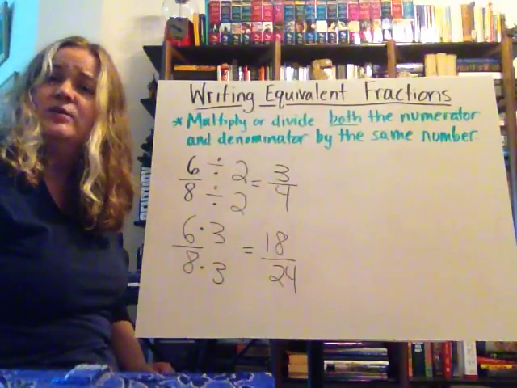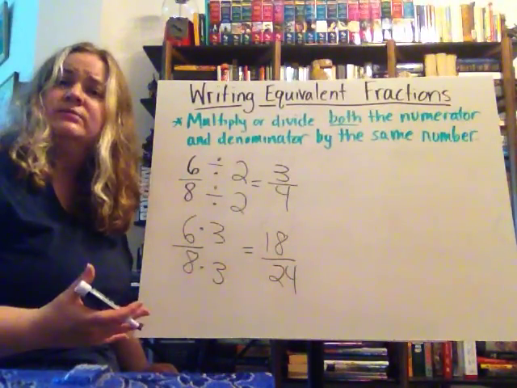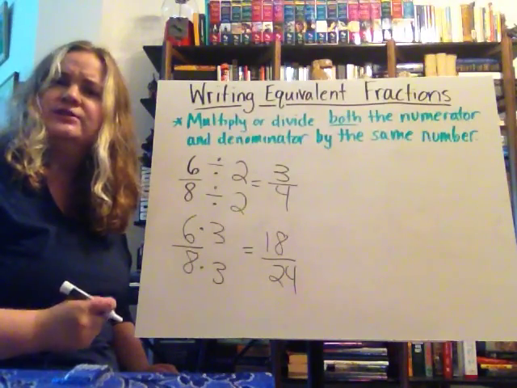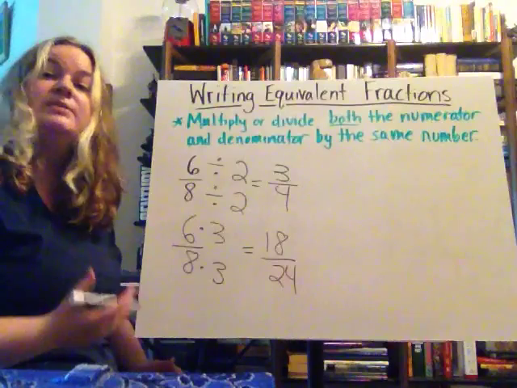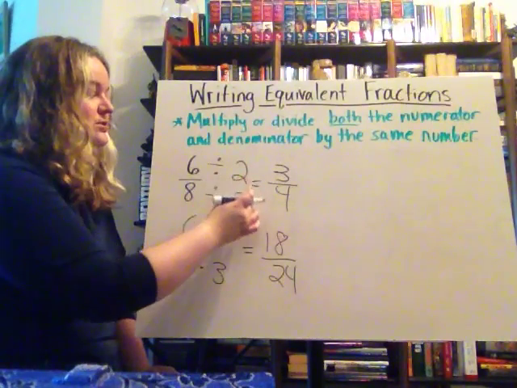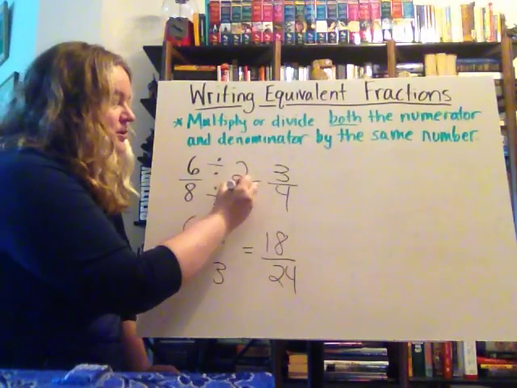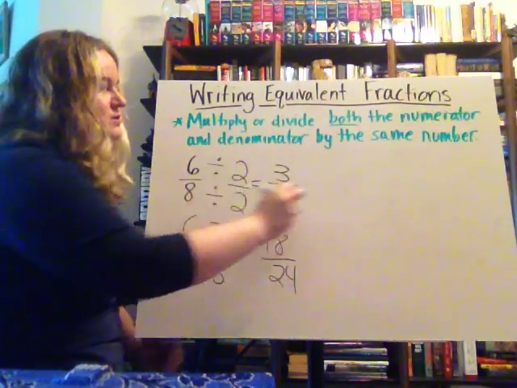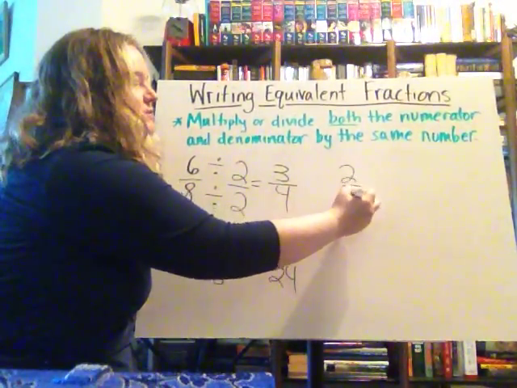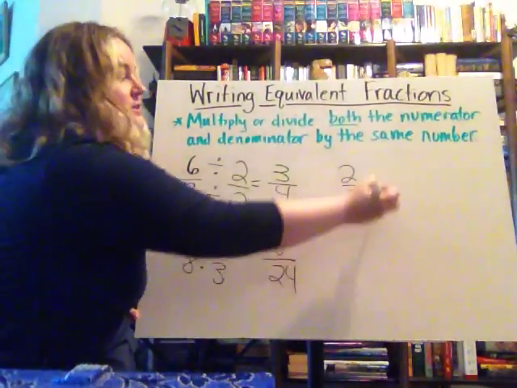But why can I do that? Why can I multiply them both by the same number and it doesn't change the value? Or why can I divide both of them by the same number and it doesn't change the value? Well, let's stop and think about what we're doing. We've got 2 over 2. In fact, I could put a fraction bar in there. So I've got 2 over 2. Well, what is the value of 2 over 2? Well, 2 divided by 2 is 1.